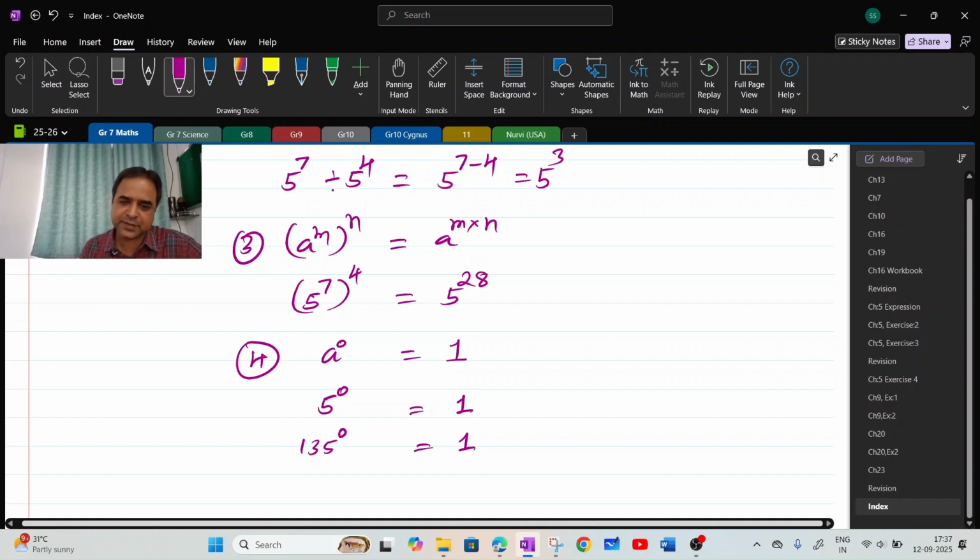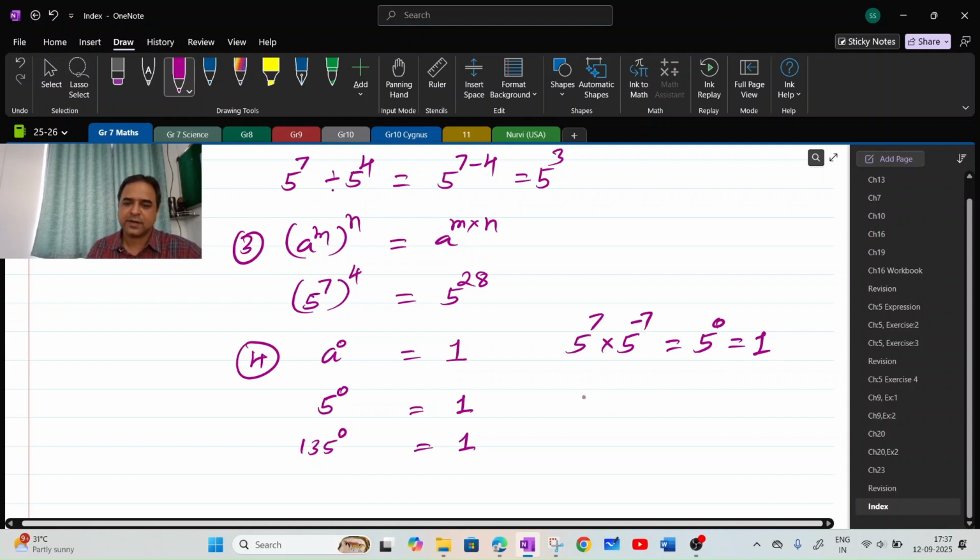So if you see here, when this power is going to become 0, suppose you have 5 to the power 7 multiplied by 5 to the power minus 7. In such cases, what is going to happen? This is going to give you 5 to the power 0, which will result into 1. But how is this happening?